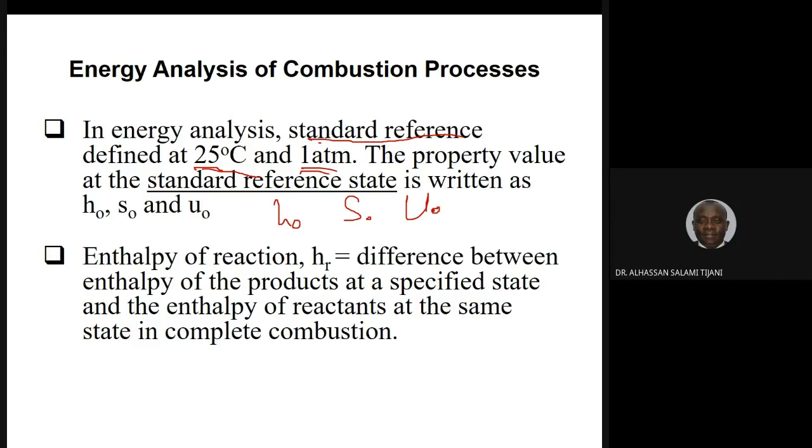So whenever I ask you, let's say, what is the enthalpy of methane at 25 degrees Celsius and 1 atmospheric pressure, quickly, you refer to the property table. It is there. Then you find h at 25 degrees Celsius and 1 atmospheric pressure, and the enthalpy will be given. Similarly, the entropy and internal energy will be given.